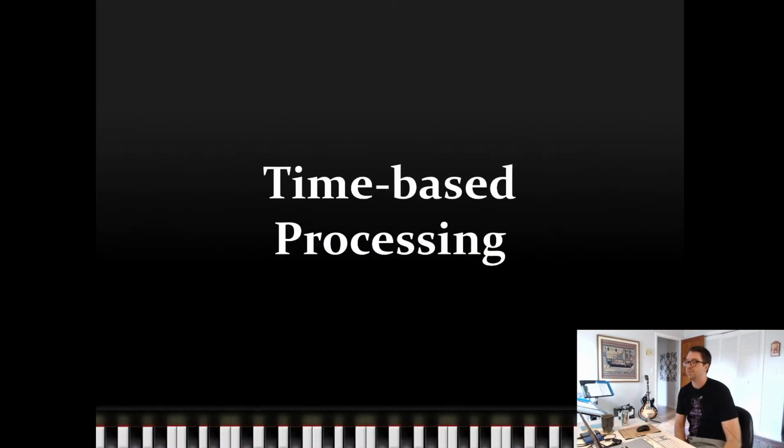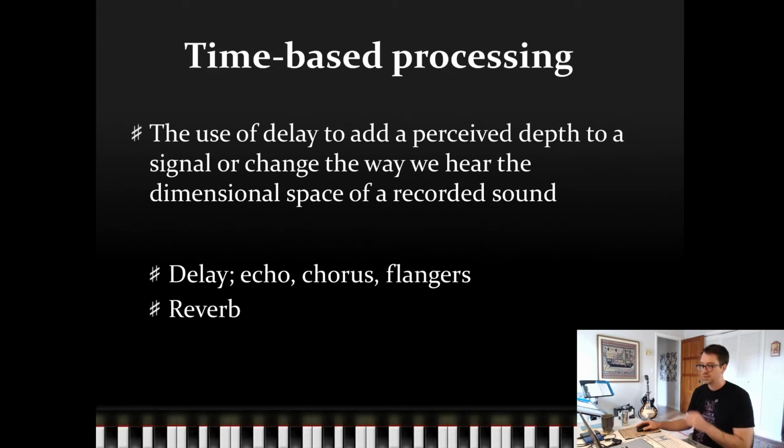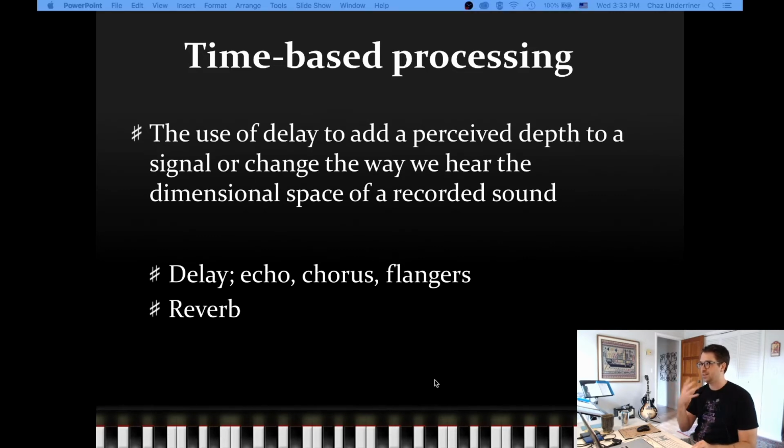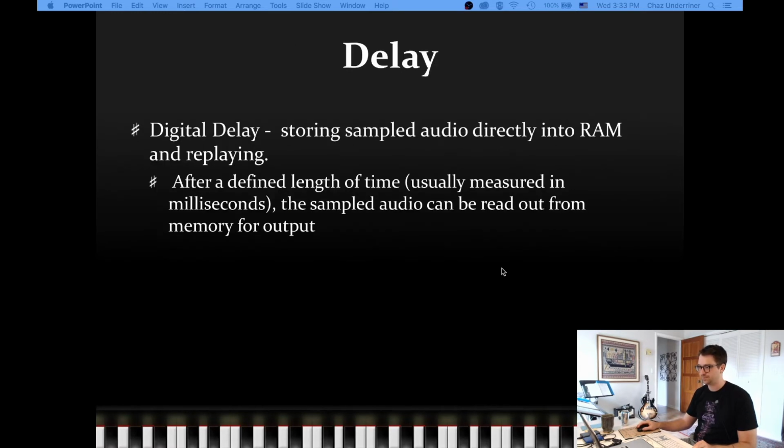So next, time-based processing. So the use of delay to add perceived depth to something. So delay, echo, chorus, flangers, and reverb are all actually made using delay. So delay is the main source of all of these types of processing. So what digital delay does is it actually samples audio directly into the random access memory of your computer and replays it after a short period of time.